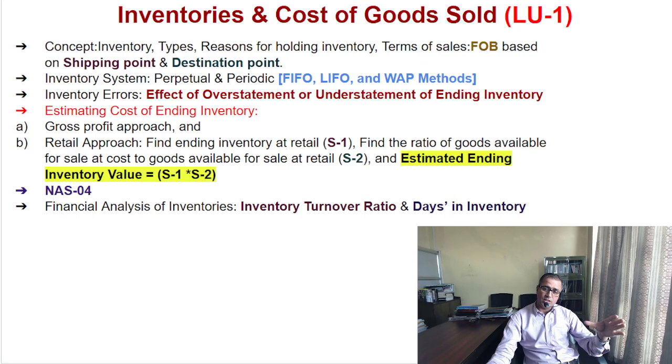Under weighted average price method, what we do, we first of all find the weighted average price using the following equation, like your cost of goods available for sale divided by total units available for sale. That's opening stock plus all purchase units is known as total units available for sale. The value is the same opening stock value plus all purchase, that is your cost of goods available for sale.